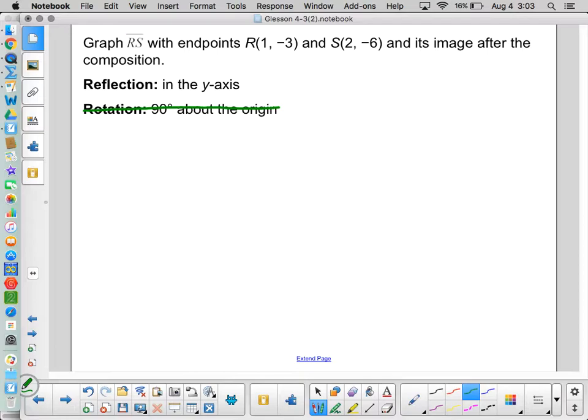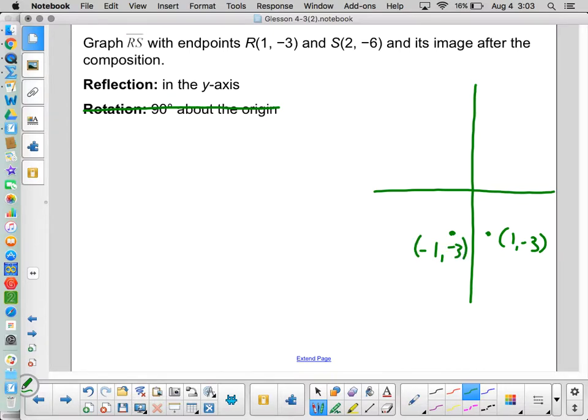So reflecting in the y-axis, if you recall, just a quick sketch to help us remember what's going on. Reflecting something in the y-axis, the point is (1, negative 3) for R. If I reflect that in the y-axis, I'm just going to change the x-coordinate, (negative 1, negative 3). Aha, so R prime is at (negative 1, negative 3). And likewise, S prime going from (2, negative 6), which would be way down here somewhere, is going to flip over here to (negative 2, negative 6). There, that reflection was quite simple.